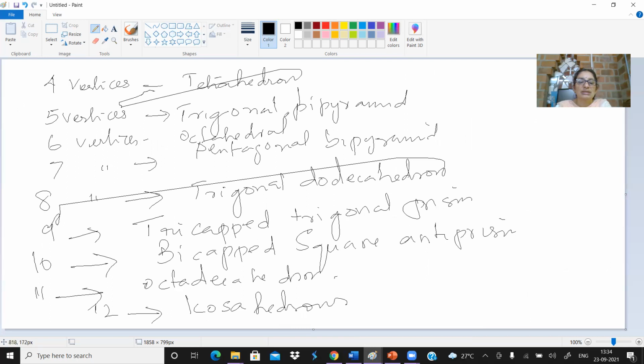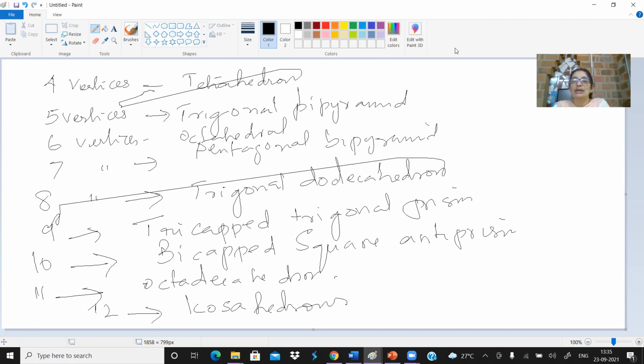So if there are 4 vertices, we say it is a tetrahedron. If there are 5 vertices, we say it is a trigonal bipyramid. 6 vertices is an octahedron. 7 vertices is a pentagonal bipyramid. A cluster with 8 vertices is referred to as a trigonal dodecahedron. That with 9 vertices is a tricapped trigonal prism. One with 10 vertices is a bicapped square antiprism, and that with 11 is an octadecahedron, and with 12, as we have seen, it is an icosahedron. So this is how we use it.